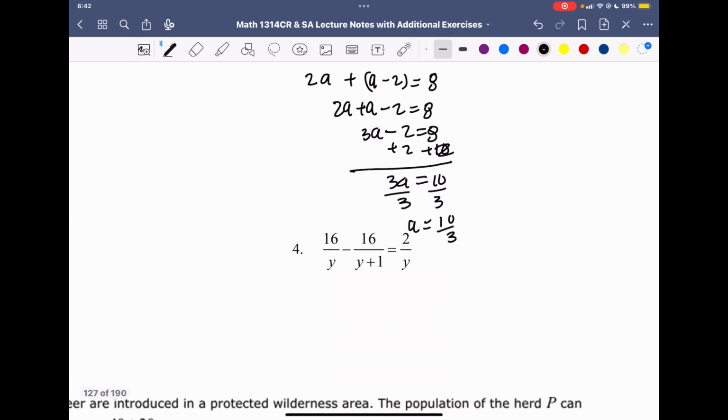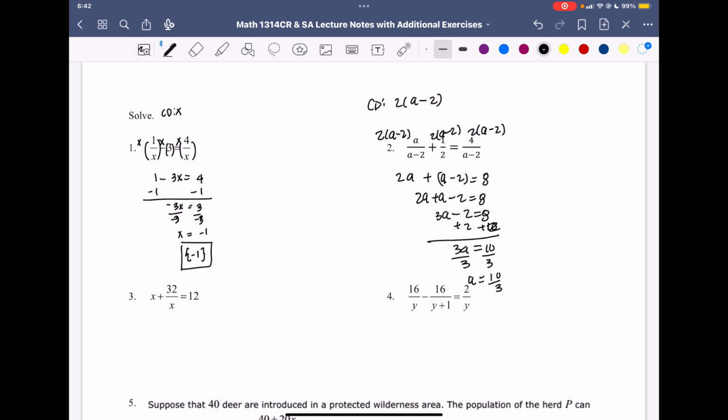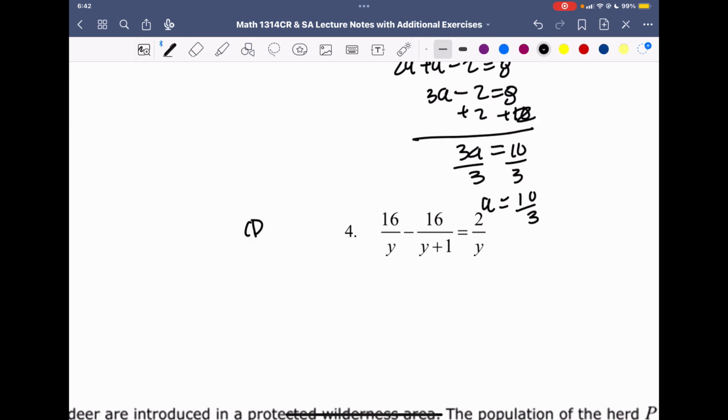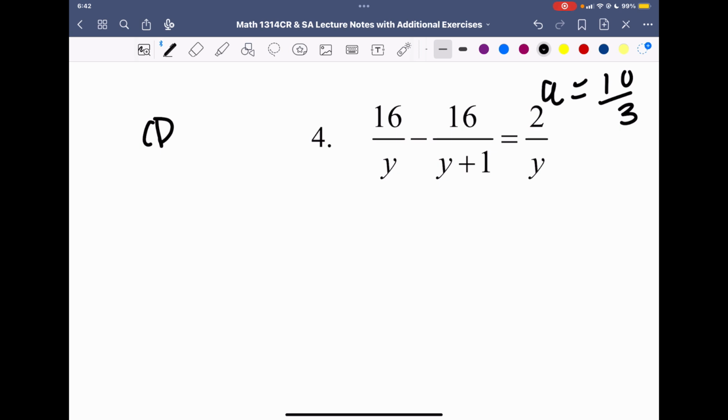Okay, number 4, same thing. Common denominator. Let's zoom in. Common denominator is going to be y and then y plus 1. y squared plus y.